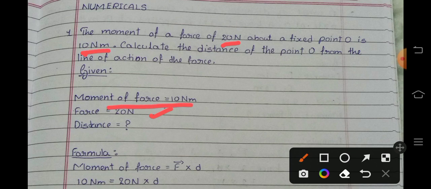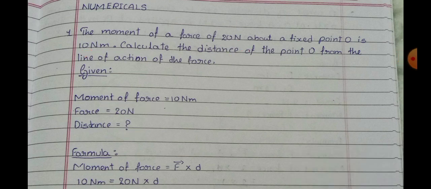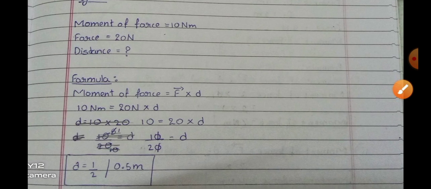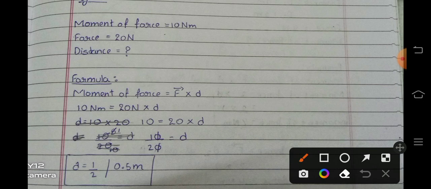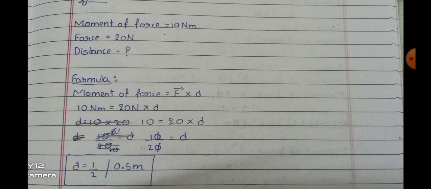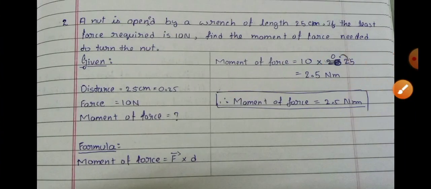So what we need to find here is the distance of the point O from the line of action of the force. So distance equals question mark. Now the formula, as you know: moment of force equals force into distance. Now substitute the values in this, and after solving, you will get 1 by 2, or 0.5 meter. That's it. We'll go to the next question.